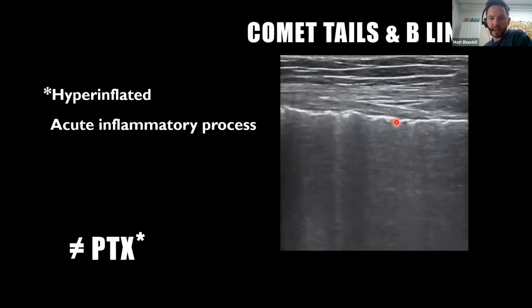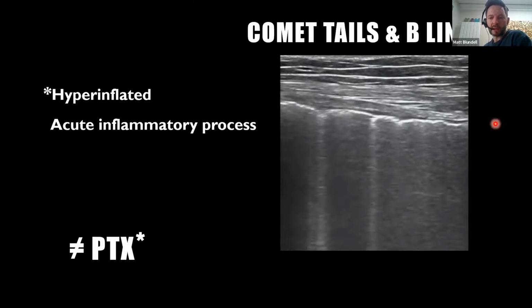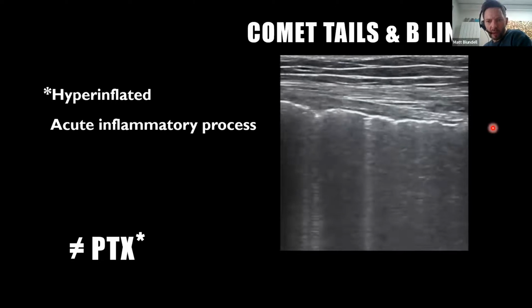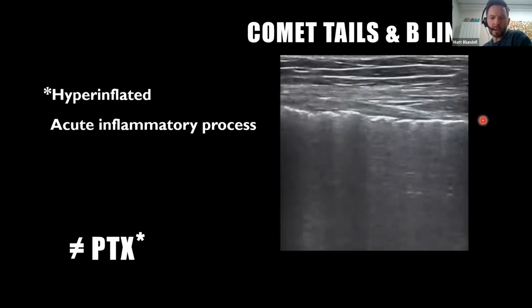But if you ever see comet tails or B lines, that also means you do not have a pneumothorax at that site. So you can see here, there's no obvious real lung sliding, but because you can see B lines, because you can see some comet tails, you know there's no pneumothorax there.